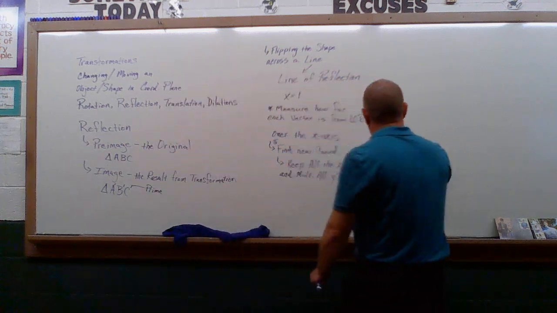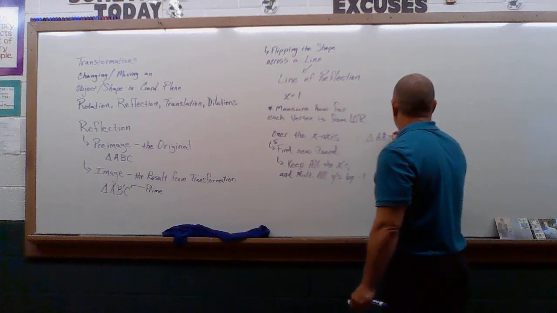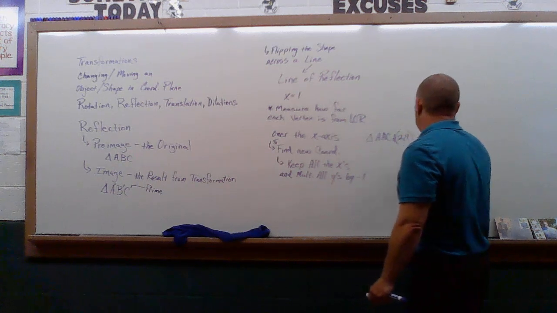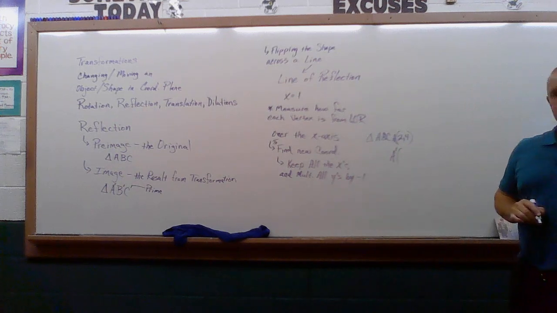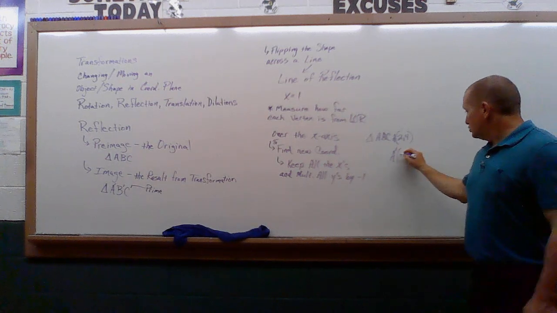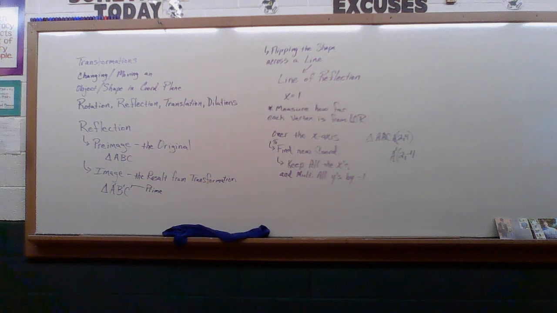So, for instance, if they told me that triangle ABC was, A was at 2, 4. A prime then would be at what? If I keep my x and multiply the y by -1. 2, -4. And wouldn't that make sense? If my first one was over here, 2, 4, and I flipped it over that axis, all I'm doing is keeping my x the same spot, but I'm flipping it over that x-axis.